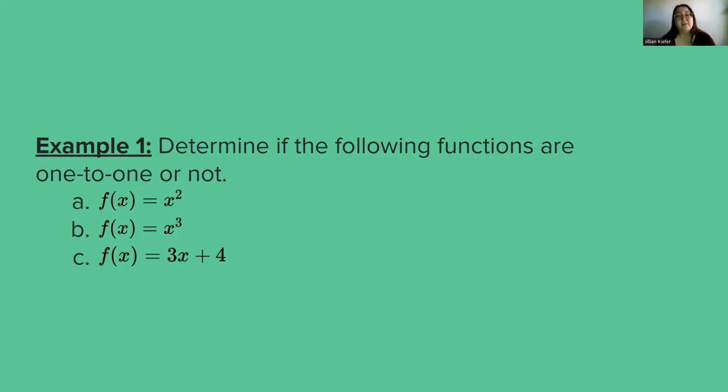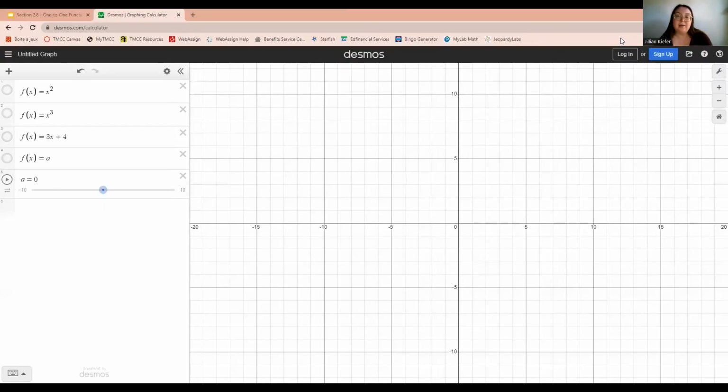So we're going to go to Desmos to graph these functions, and then use a horizontal line test to determine if it is one-to-one or not. All right, so here we are in Desmos. We're not going to use any notes for this problem, just because we can answer with a yes or no very quickly. So we're going to go ahead and do our problems.